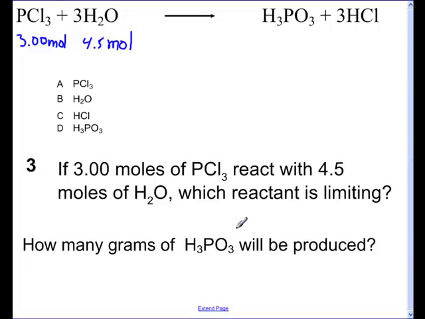All right. So here's another problem. I want you to pause the video. It's a multiple choice question up here because we're using the clickers. But I want you to figure this out. And then I want you to also figure out how many grams of H3PO4 will be produced. Okay? Pause the video. Take a moment to do it.